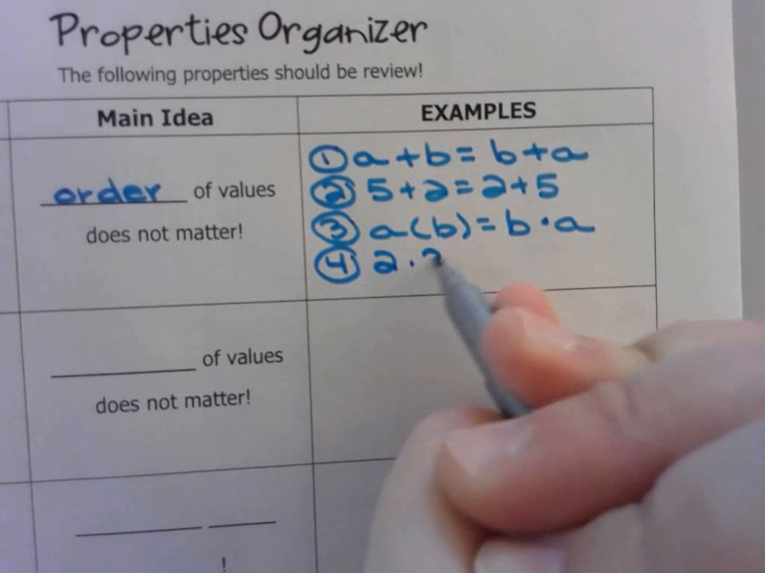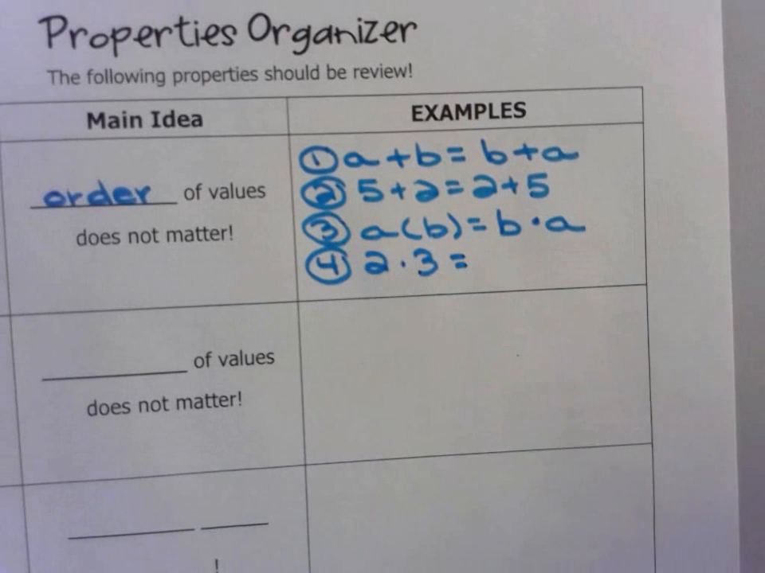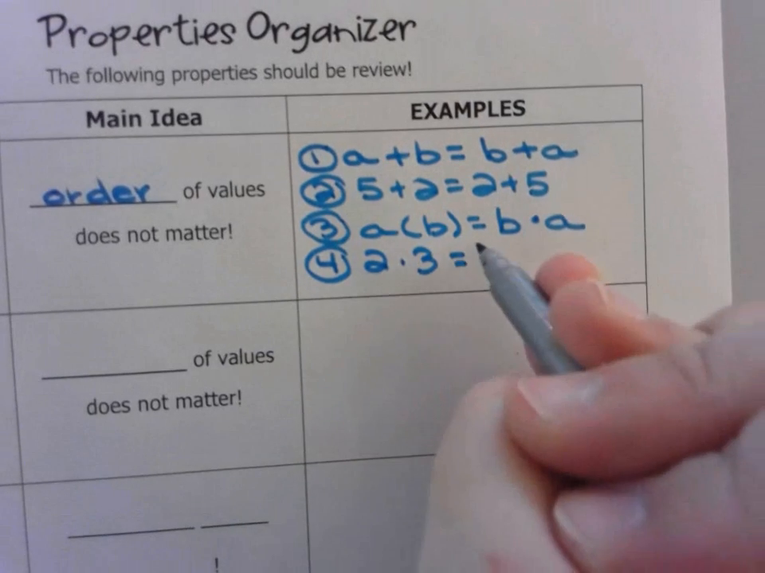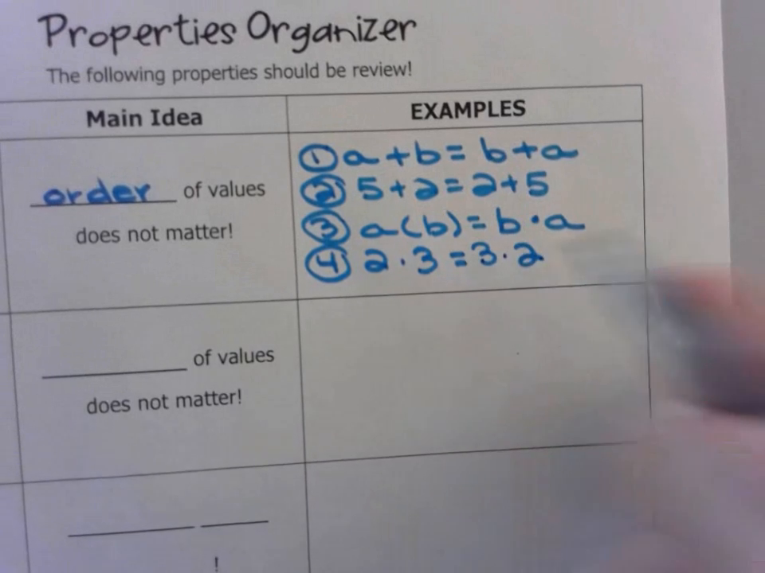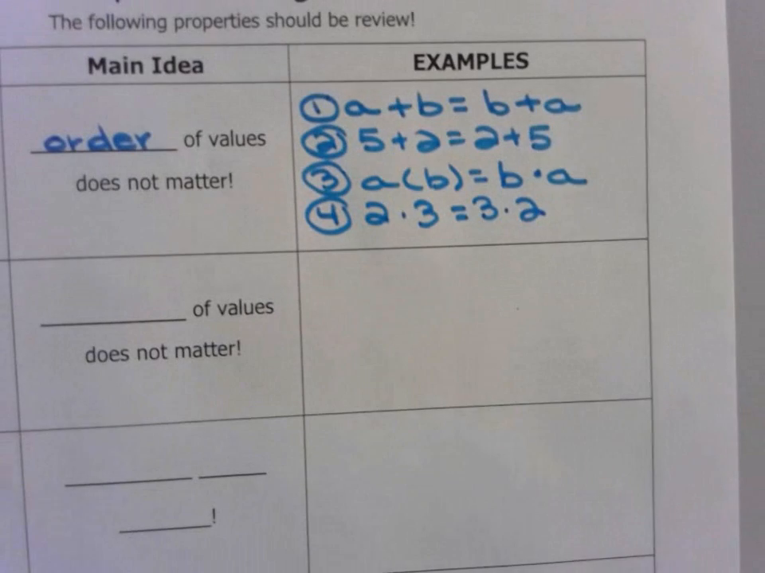2 times 3 is what? 6, and that is the same as 3 times 2. So whether I take 2 times 3 or 3 times 2, they are both equal to 6.